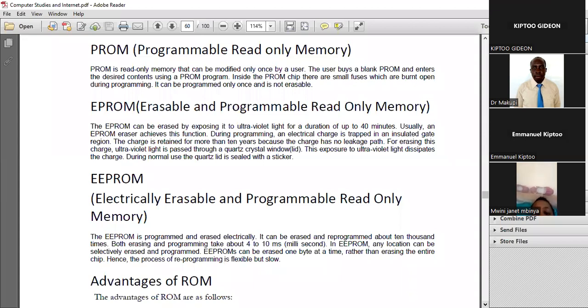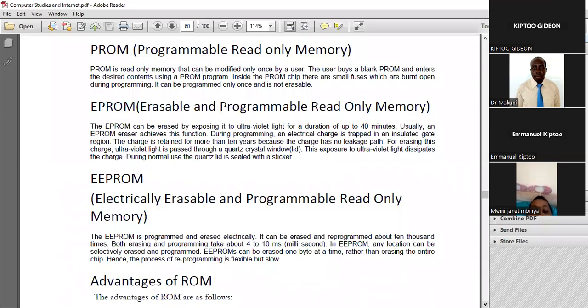I don't trap 0, I trap 1. That is 1 0 1 0 1, meaning that is number 21. We will later on see much of this when we are going for the topic on number system. So that is the working of EPROM and EEPROM, trapping an electric charge in an insulated gate region.